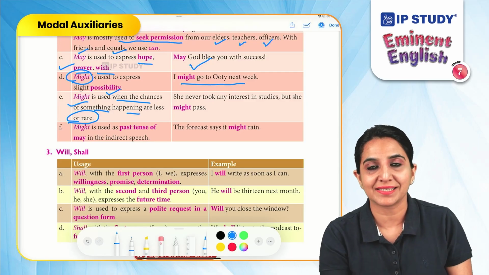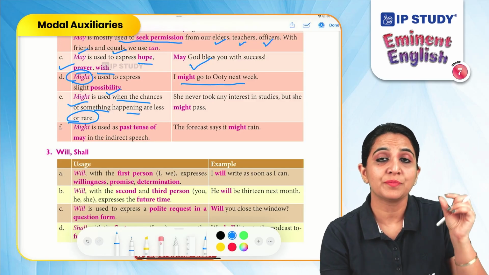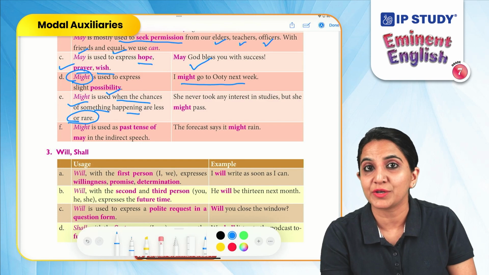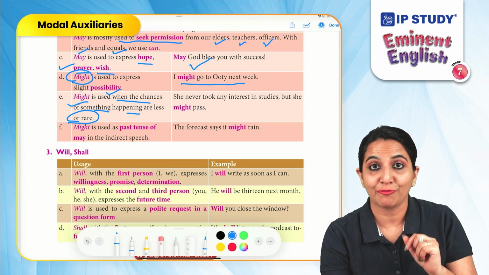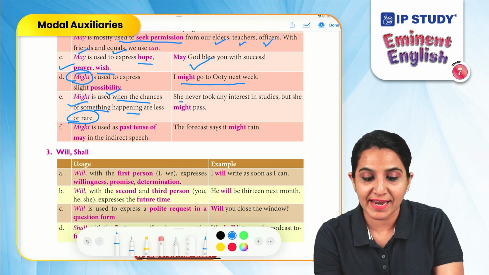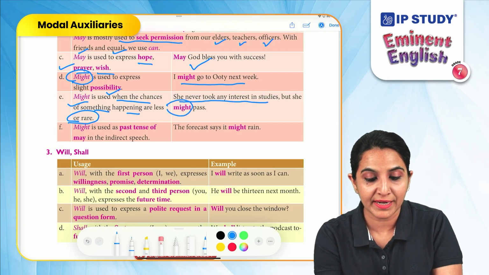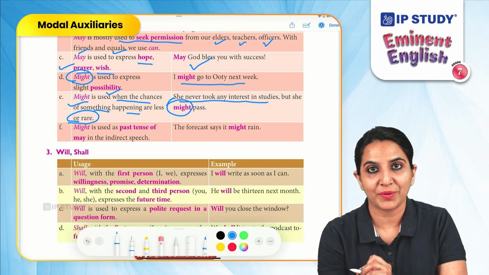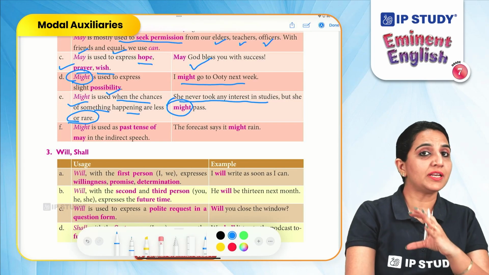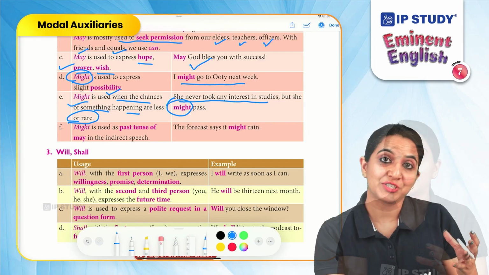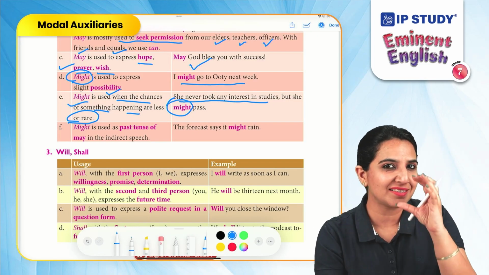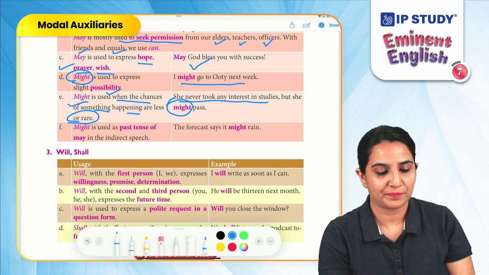As we were just discussing, when there is a slight possibility of something, we use might. For example, she never took any interest in studies, but she might pass. Okay? That means she never took any interest in studies, but she might pass. That means there is a slight possibility of something.